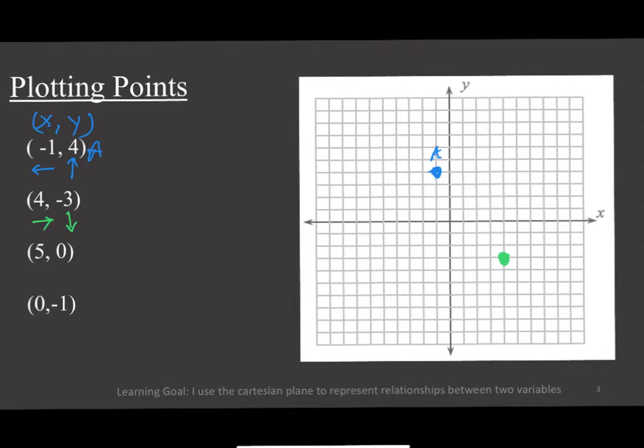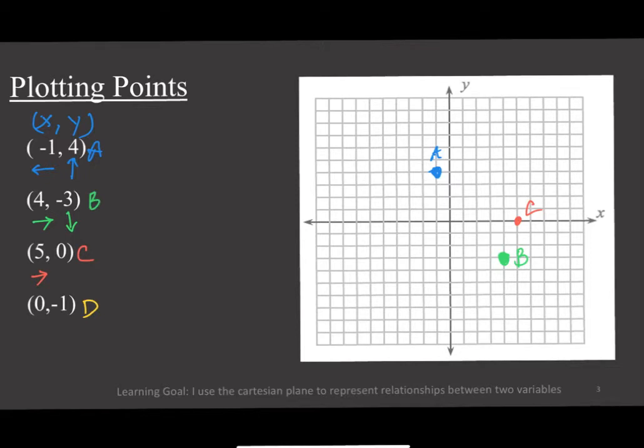And I'll go ahead and name this point point B. Now for the next one, notice we have an x value of 5, so we're going to be moving 5 units to the right, but we have a y value of 0, so we're actually not going to move up or down at all. So if we start at the origin, move over 5 units, point C would be located here. And if we go over to the last one, we will call this one point D.